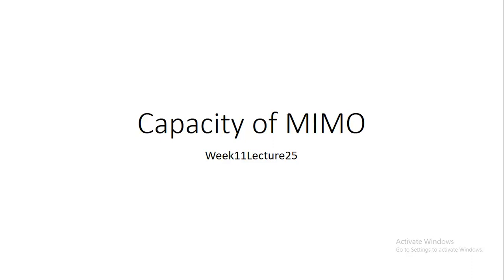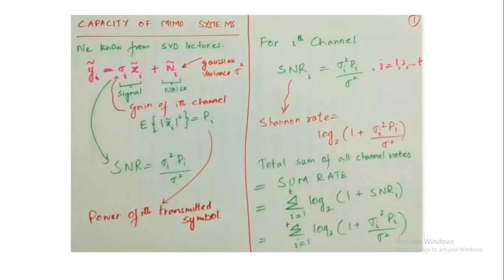So the capacity of a MIMO system is defined as the maximum amount of information, or the maximum data rate, that can be transferred on a multiple input, multiple output system. We will find the capacity of systems in which the channel matrices of the MIMO system are decomposed through the SVD mechanism.